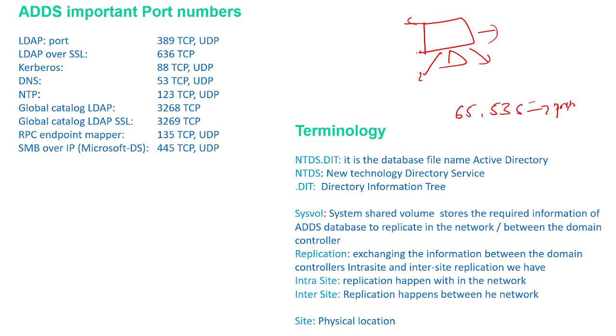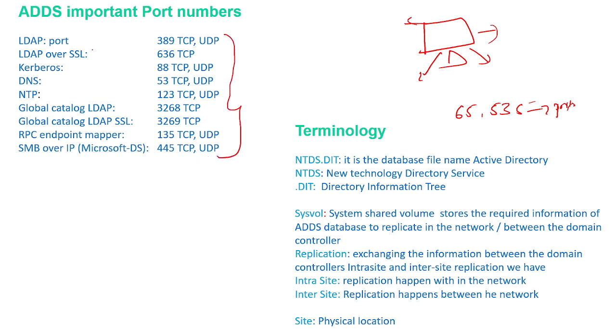Similarly, one computer will have around 65,535 ports. Each and every port is nothing but a door, and each port is used for a certain set of services to communicate. Okay, so there are some important ports we need in order to have a healthy Active Directory environment.